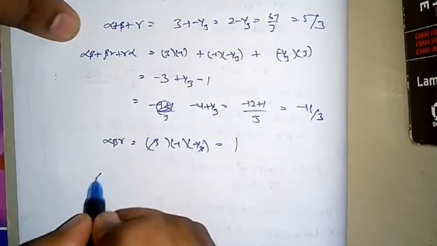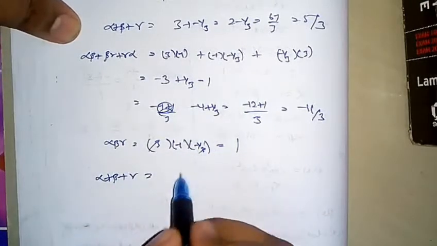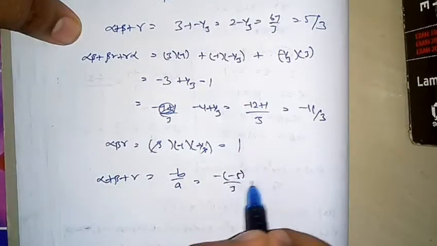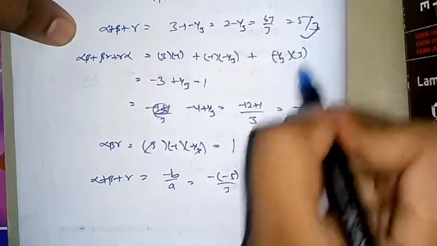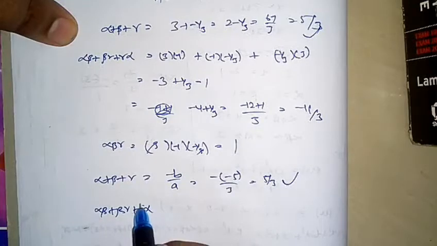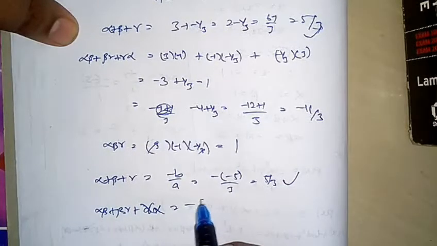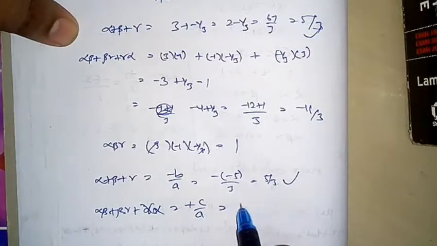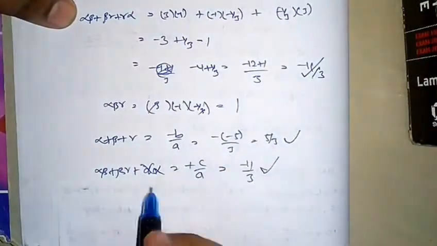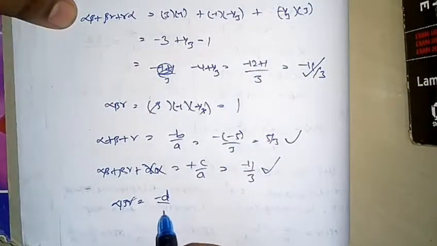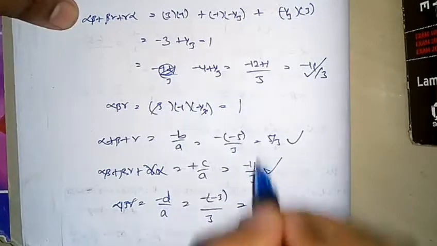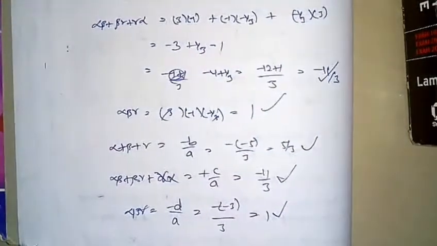Now let's derive this from the formulas. Alpha plus beta plus gamma is minus b by a, which is minus of minus 5 by 3, which is equal to 5 by 3. So these two are equal. Now alpha beta plus beta gamma plus gamma alpha is equal to plus c by a, which is equal to minus 11 by 3. These two are also equal. Product of the roots alpha beta gamma is equal to minus d by a, which is equal to minus of minus 3 by 3, which is equal to 1. So this is also equal. Therefore we have proved the relations.